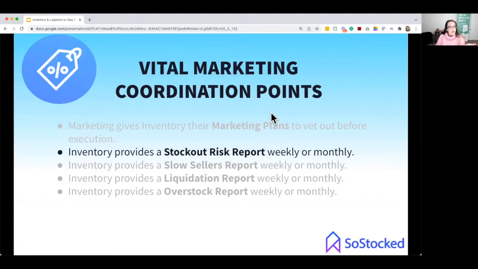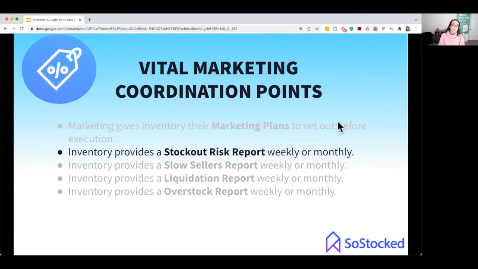All right, then the inventory team has to provide data to the marketing team. So there are specific reports that I recommend. These are all reports that are available in SoStocked. If you don't have them set up in SoStocked, you can take this training and go and set these up for yourself. But these are some top things that the inventory team should be monitoring and providing to marketing on a weekly or monthly basis so that the marketing team can construct a better marketing plan.